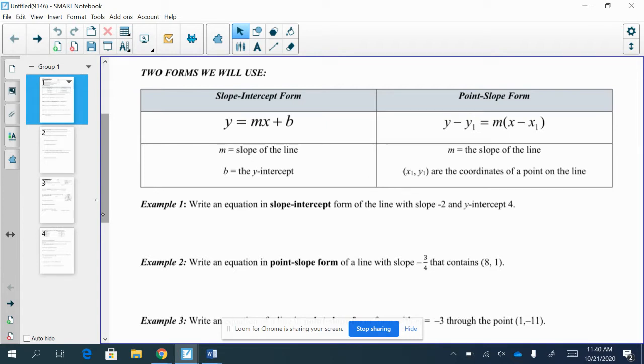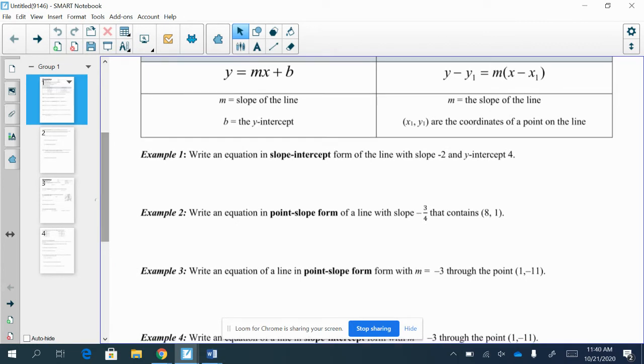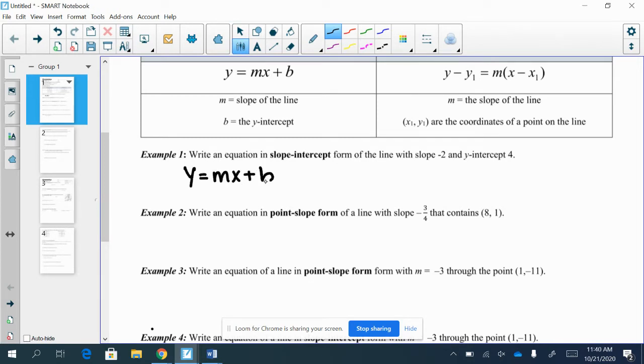So this first example says write the equation of a line. Write an equation in slope-intercept form of the line with a slope -2 and y-intercept of 4. So we're going to use y equals mx plus b. Our slope is -2, and our y-intercept is +4. That is our final answer.